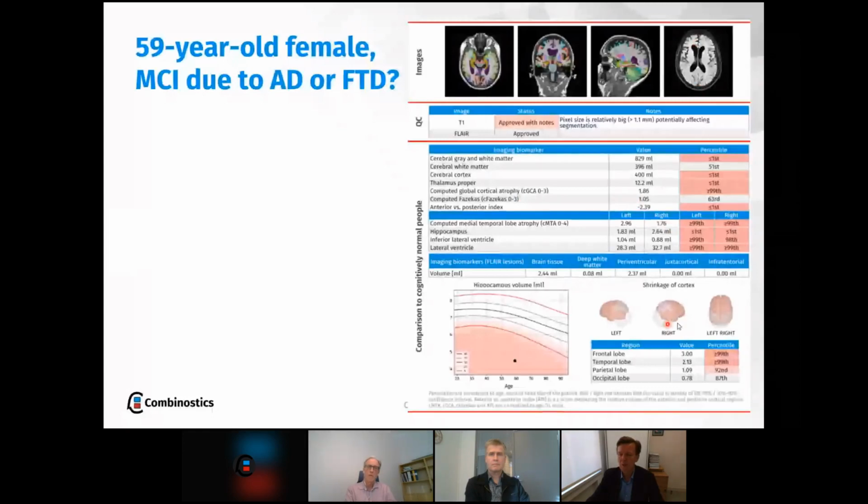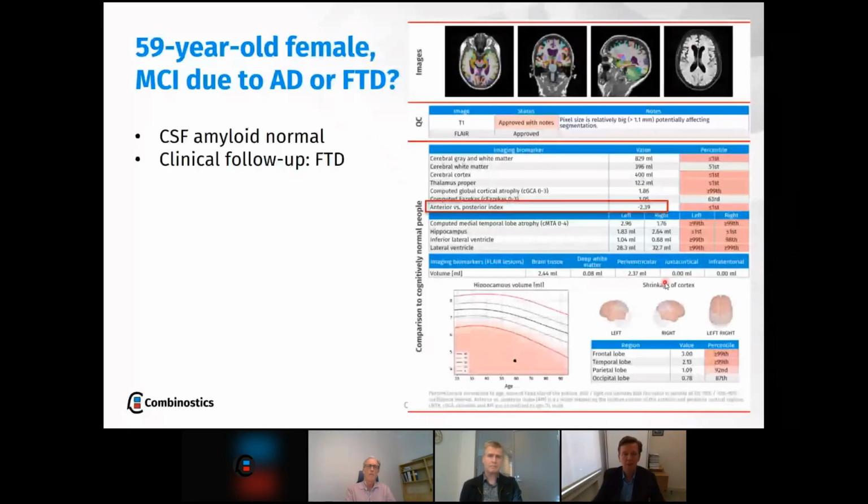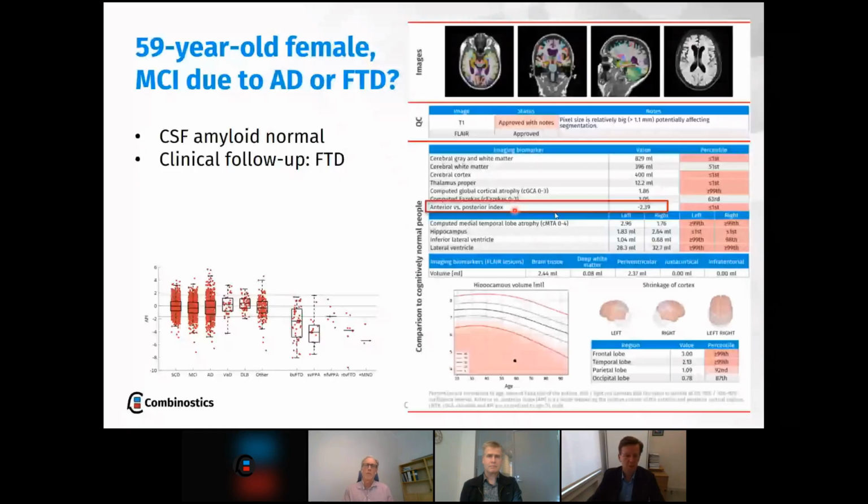And then here you see a display of where the atrophy is, the computed global cortical atrophy scale, where the atrophy occurs. And it's mostly in the frontal lobes and relatively less in the posterior lobe. And that is reflected in this anterior to posterior index that Jirki was talking about, which is very negative, meaning that frontal is much smaller than posterior. We did a CSF analysis in this patient, and the amyloid was normal. So that basically rules out AD, and also clinical follow-up became more and more evident that this was an FTD patient. So coming back to this index, you remember this is relatively normal even in Alzheimer's, and becomes abnormal in the FTD spectrum.